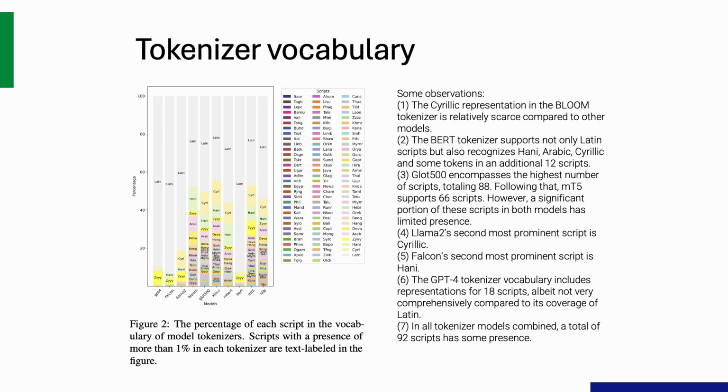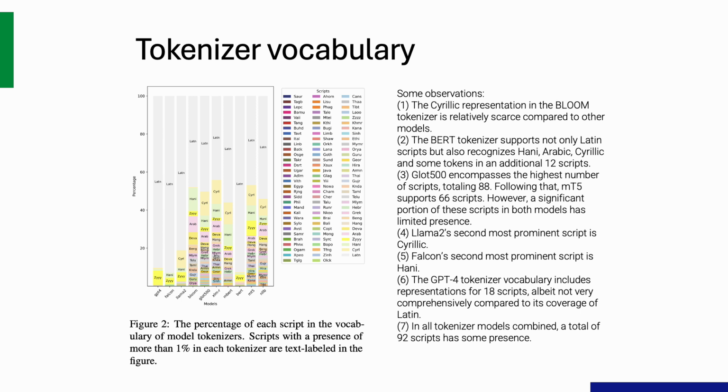And we have here 10 different models, from the GPT-4 and decoder-only models, and two even monolingual models such as BERT. We listed 7 observations that we had. For example, we found out the BERT tokenizer does not only support Latin. It also supports Hani, Arabic, Cyrillic, and additional scripts, in total 12 scripts.